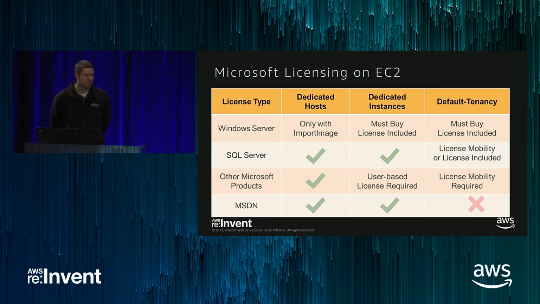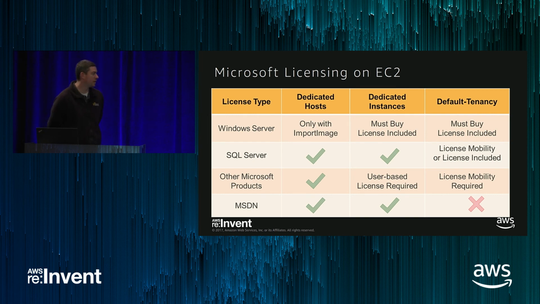Okay, you can use import image. Import image is a part of the VM import-export toolset. Okay, and for that you can run on dedicated hosts. Again, dedicated hosts, it's physical hardware that AWS owns and operates that is restricted to just your AWS account. Okay, if you're talking about SQL Server, if you have license mobility or license included, you can run it in default tenancy. If not, you could run it in dedicated instances or dedicated hosts.